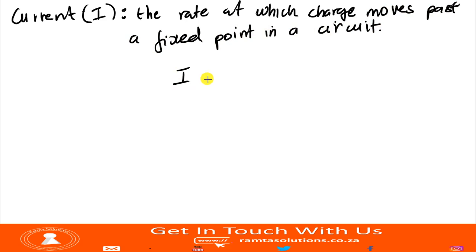Whenever you see the word rate, you must know that you are dividing by time. So, the rate at which charge moves. What is charge? Charge is Q. So you can say current is Q over T. It's also okay to say delta T. Nothing wrong with that. Current is Q over T.